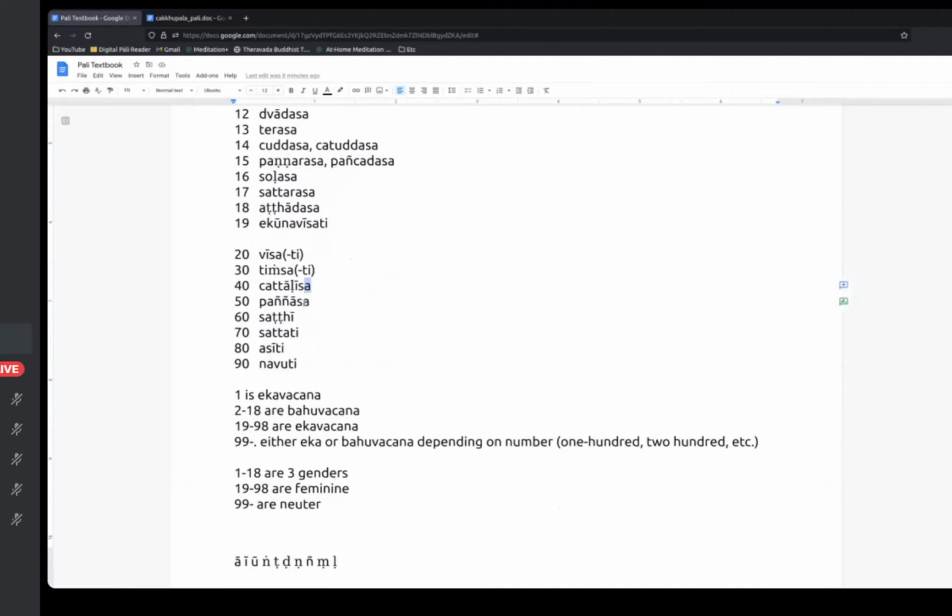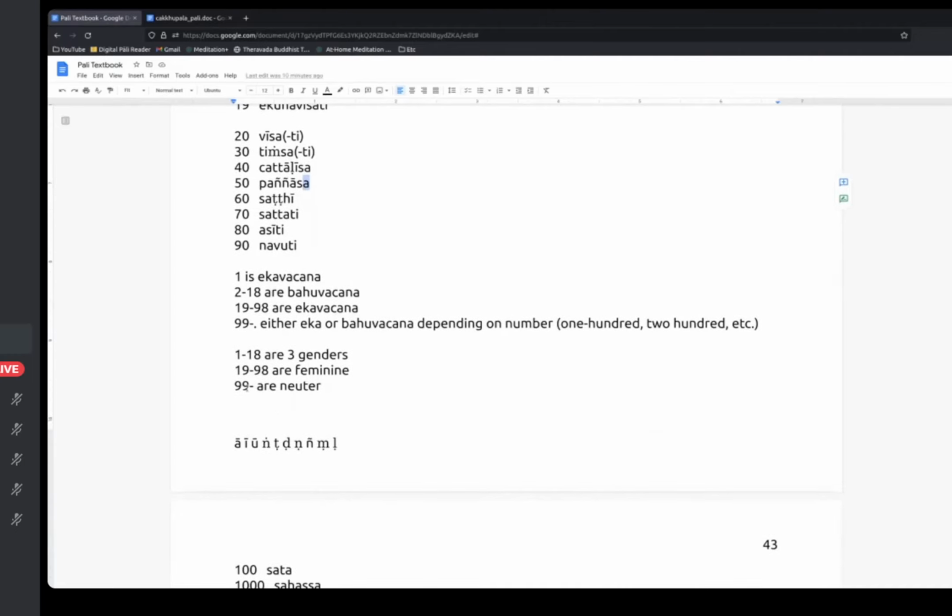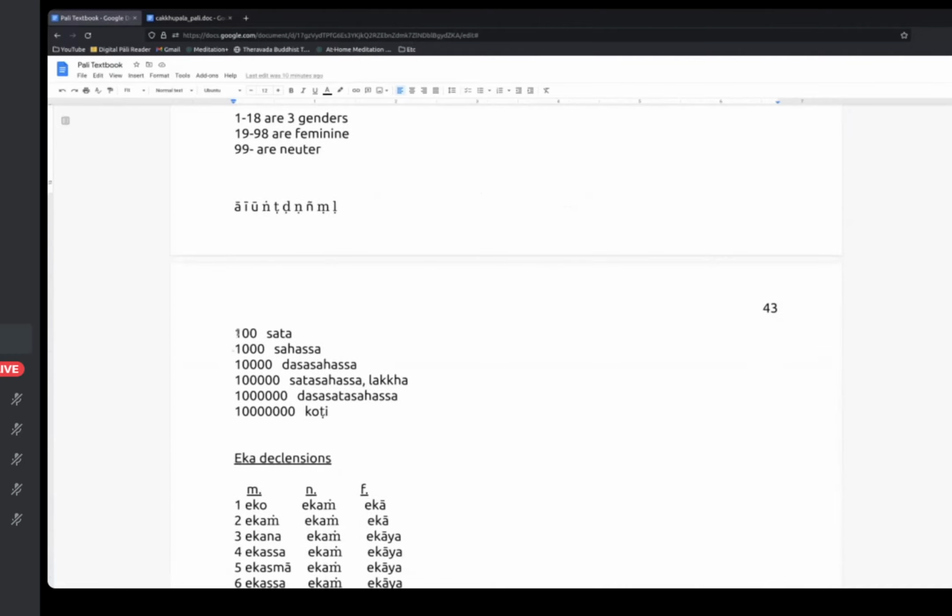That would be feminine, wouldn't it? Panyasa. It's funny, should be panyasa. Not sure why this is panyasa. Anyway, what we have here is that they're feminine, so it wouldn't be panyasa, it would be panyasa, because you don't have short a feminine. 99 plus are neuter. So that's all of these ones.